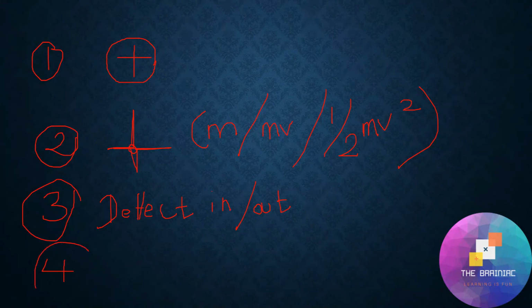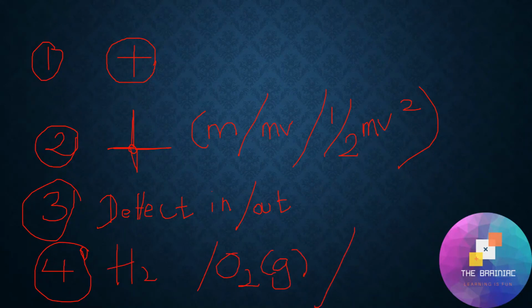The fourth property was, properties of positive rays depend on the gas inside the tube. For that, J.J. Thomson used different types of gases like H2, the vapor of water, or nitrogen.